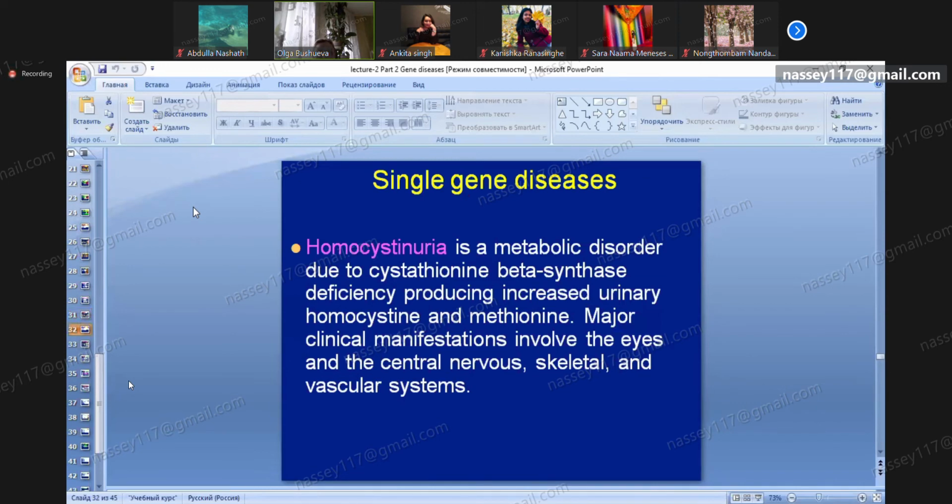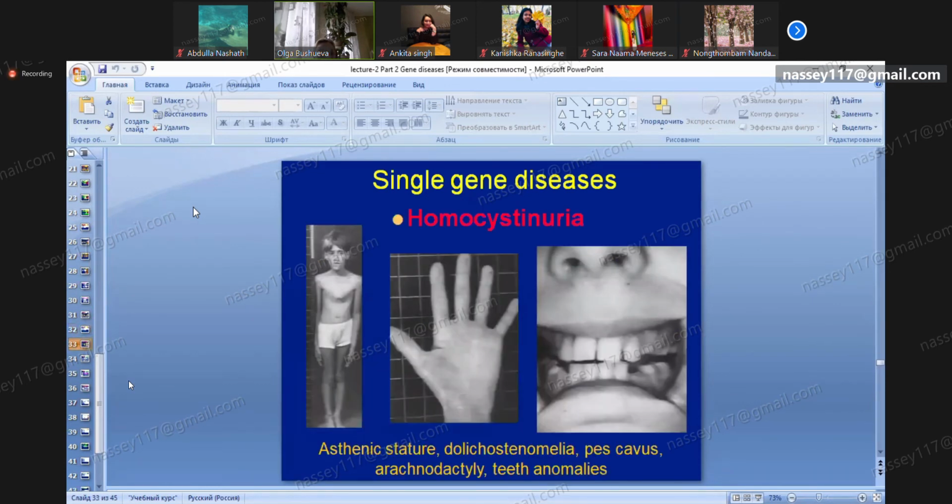Homocystinuria is a metabolic disorder due to cystathionine beta synthase deficiency, producing increased urinary homocysteine and methionine. Major clinical manifestations involve the eye and the central nervous, skeletal, and vascular systems. Patients with homocystinuria have stenic stagia, dolichostenomelia, pes cavus, achondrodactyly, and teeth abnormalities.